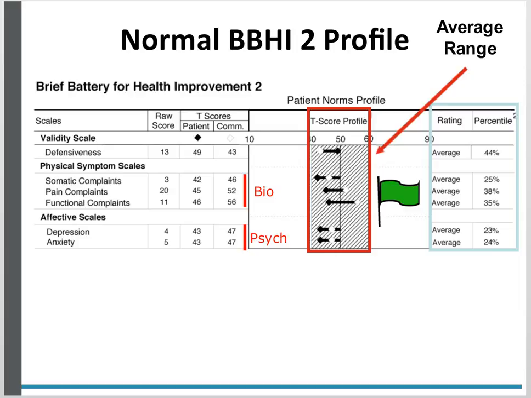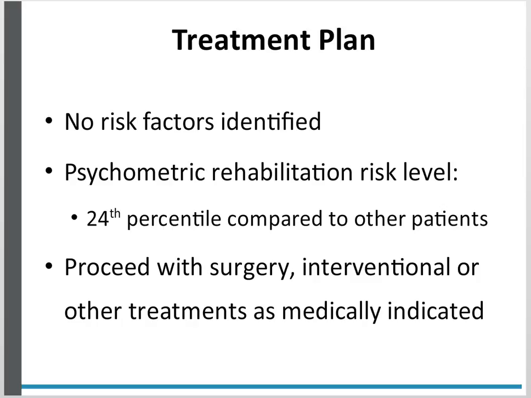This is the short version of the test, which looks at somatic distress, pain, functioning, depression, and anxiety, as well as a defensiveness scale, which measures either the tendency to exaggerate or minimize. Now, the BBHI-2 doesn't assess everything, obviously, but it assesses a number of critical variables pertaining to chronic pain, and as far as it goes, no risk factors were identified, and the overall risk level pertaining to rehabilitation was at the 24th percentile compared to other patients. As the 50th percentile is average risk, this means this patient is below average risk from a psychosocial perspective.